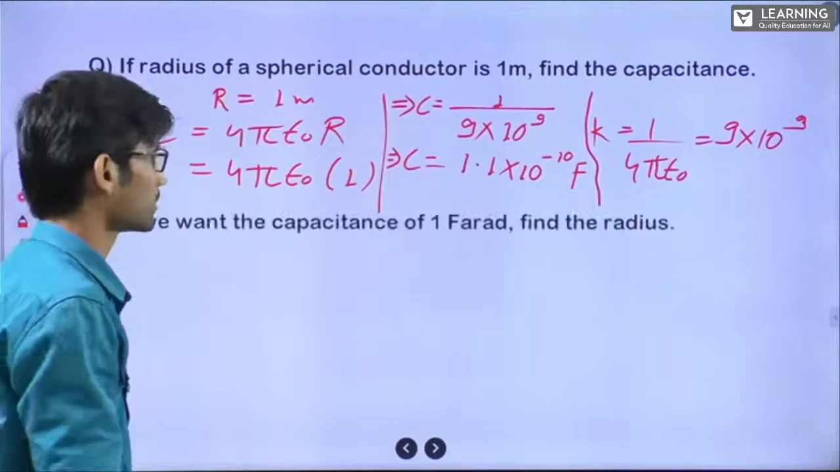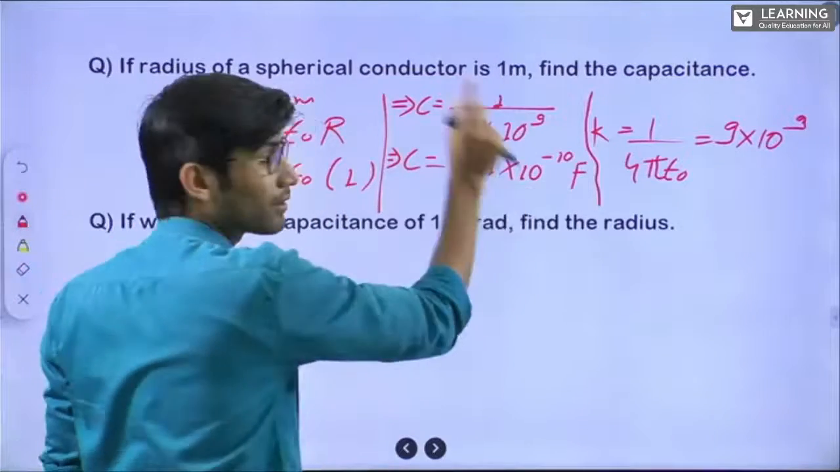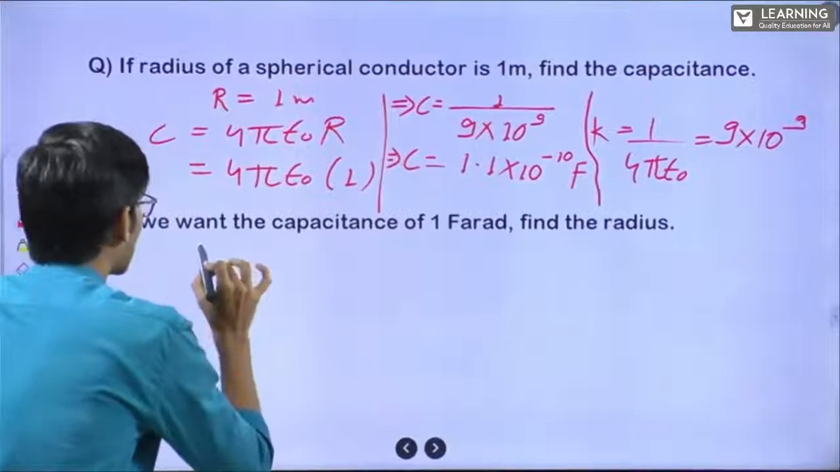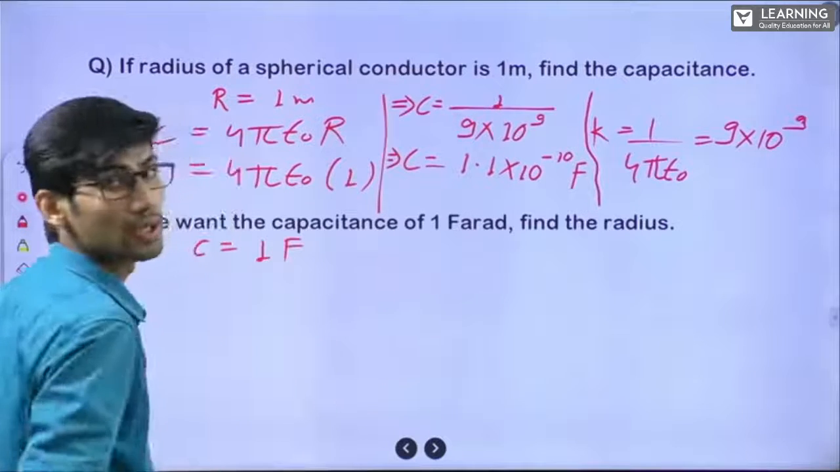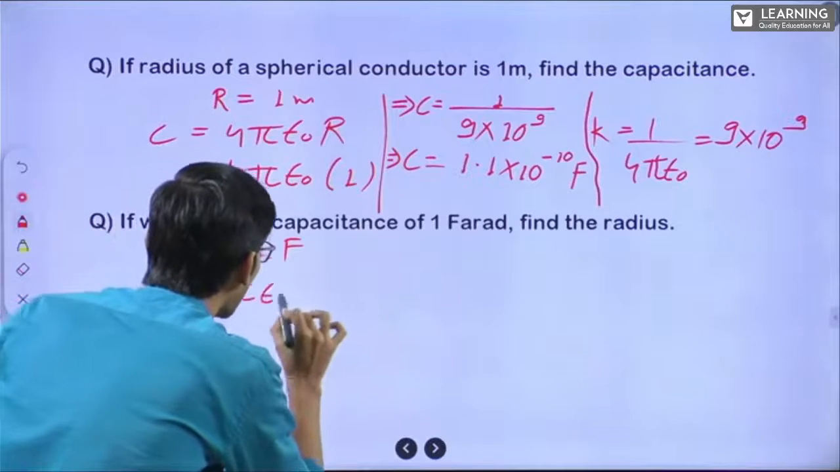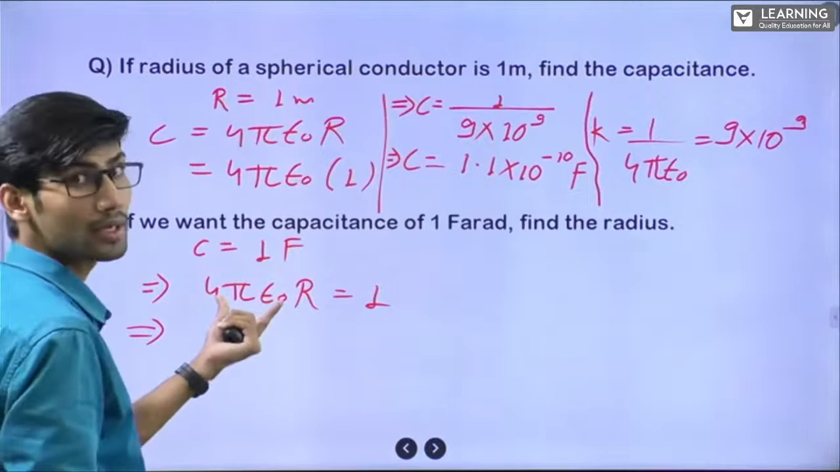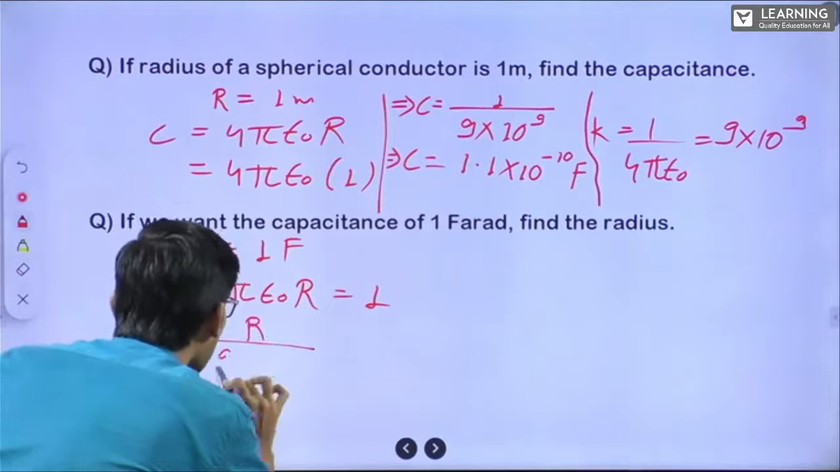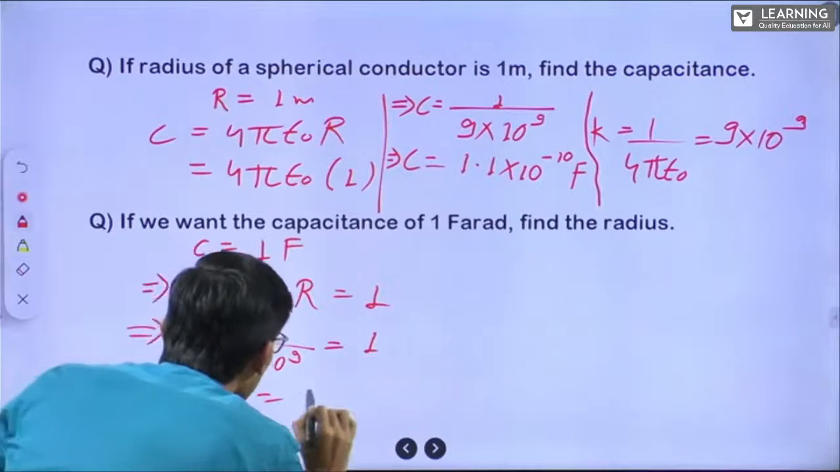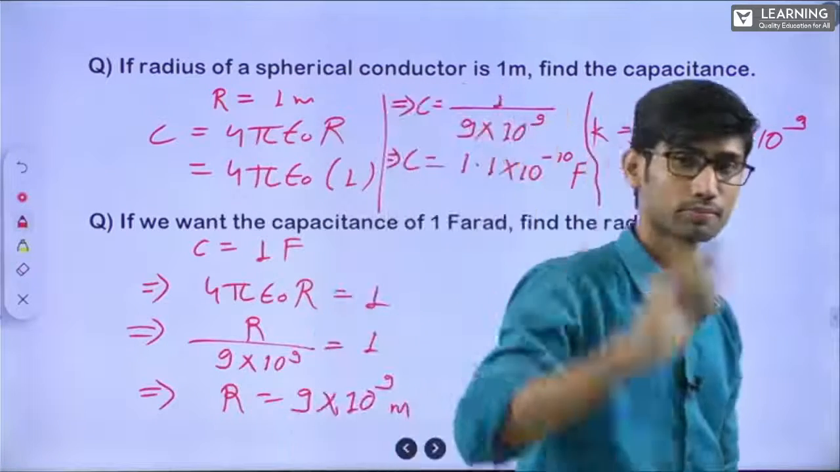One more question you can see. If we want the capacitance of 1 farad, find the radius. Let's say this is 10 power minus 10 farad. If I want 1 farad, how much would be the radius? Now, capacitance is equal to 1 farad. Capacitance is 4 pi epsilon naught R. So now 4 pi epsilon naught R is equal to 1. From here, this is 1 upon 9 into 10 power 9. R upon 9 into 10 power 9 is equal to 1. R is equal to 9 into 10 power 9 meter.